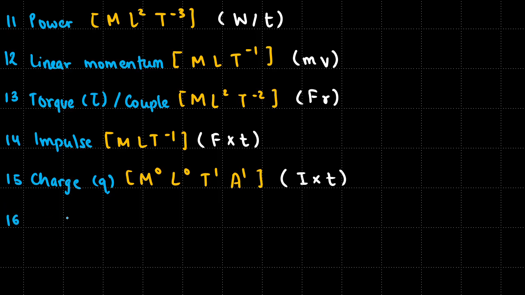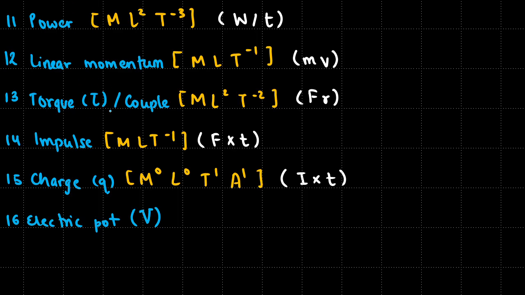Next, 16, we are going to talk about electric potential. Electric potential, and its symbol is represented by V. This kind of V is a very funky kind of V. It's not your typical V. There are two bars over the V, so don't forget to make that.